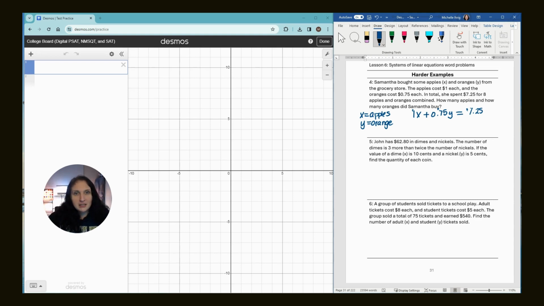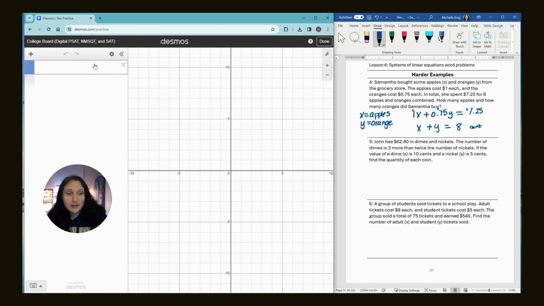Okay, when it talks about count, like she bought apples and oranges, and how many did she buy? She bought 8. Then we make sure our counts go together. So if kids make mistakes, sometimes they'll put the 7.25 for the 8 and flip-flop it. So just make sure money, count. All right, and that's it. How many apples and oranges did she buy?